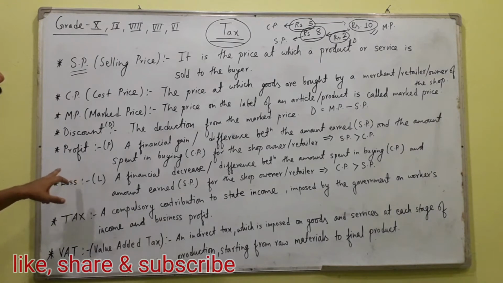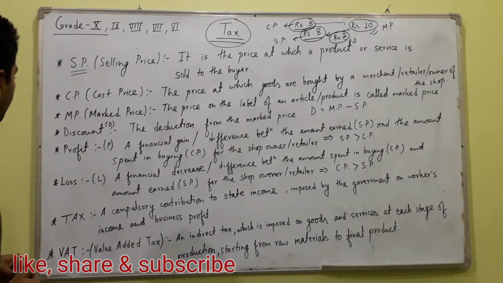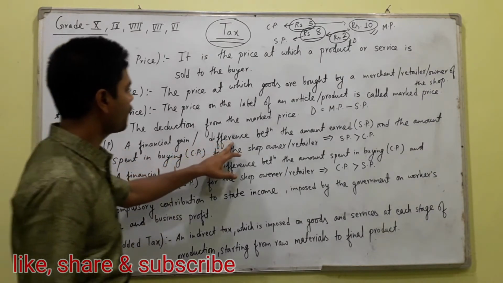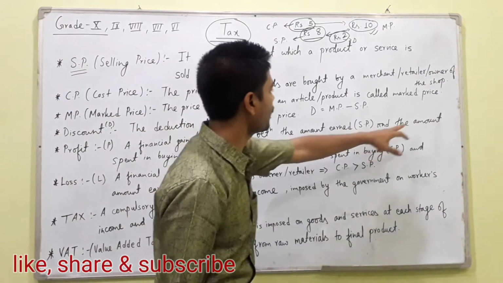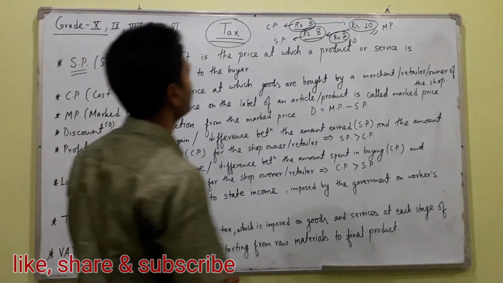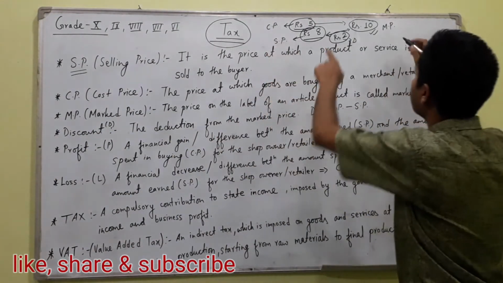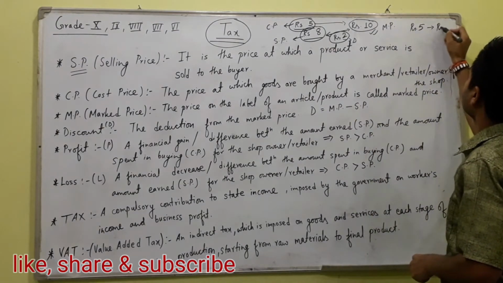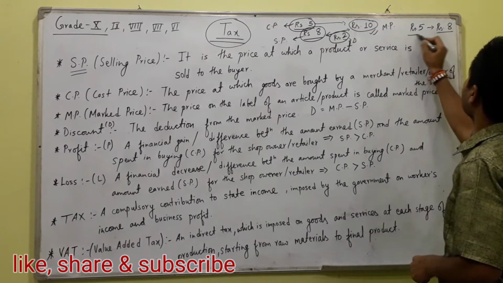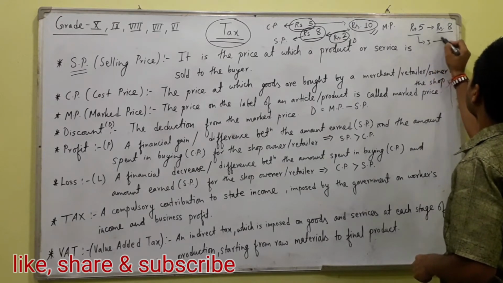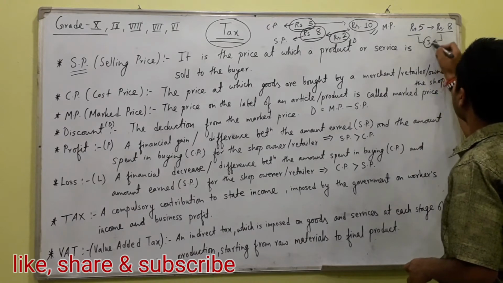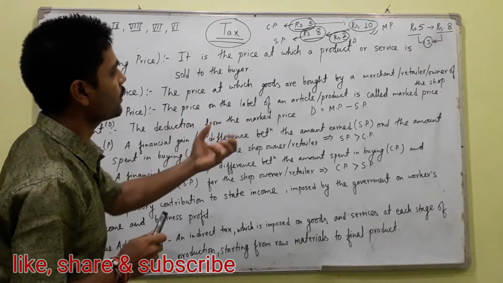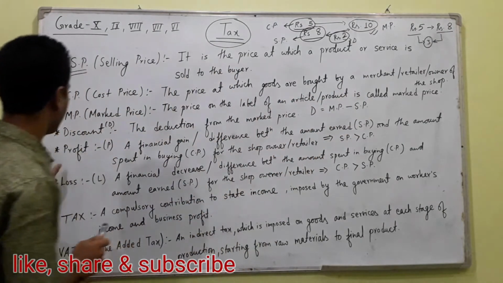Now, profit. What is profit? It is a financial gain, or the difference between the amount earned and the amount spent in buying. You can see the shop owner has bought the pencil at rupees 5 and sold that pencil at rupees 8. So the difference between 8 and 5 comes to rupees 3. It means rupees 3 was the profit. It is the gain, the extra money earned by the retailer, called profit.